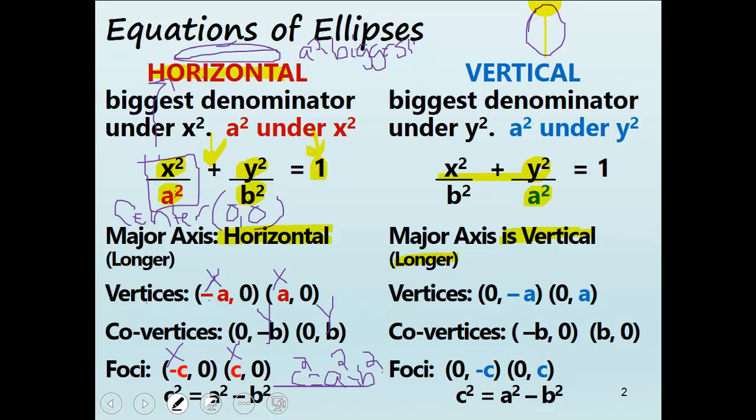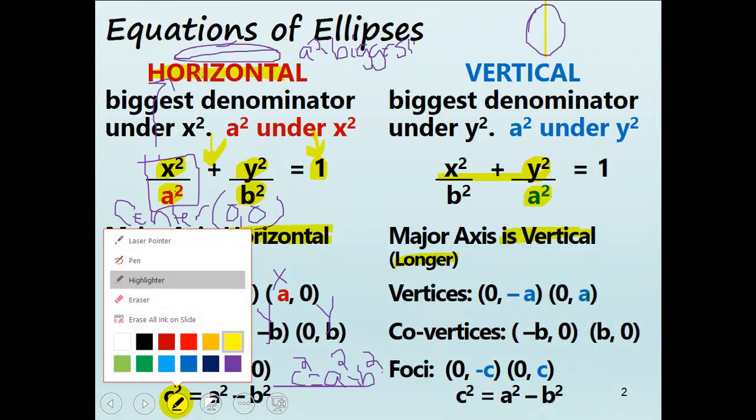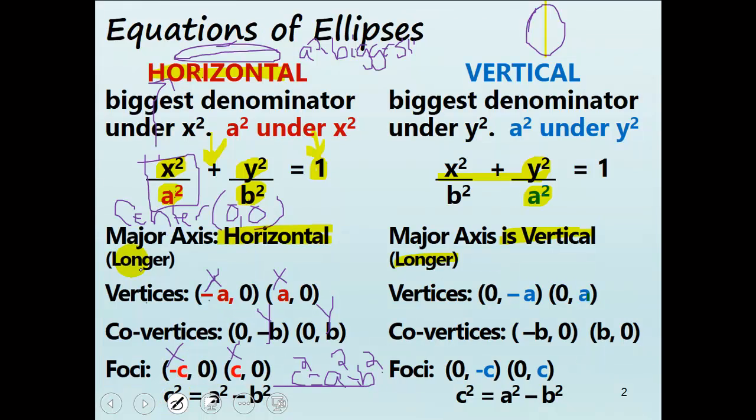Okay. The vertices are going to fall on the major axis. So notice that a squared is under y squared. Look where your a's are now located. They're in the y position of the ordered pair. They're in the y, so you have negative a and you have positive a. Okay? Again, we're going to focus on centering on 0, 0.